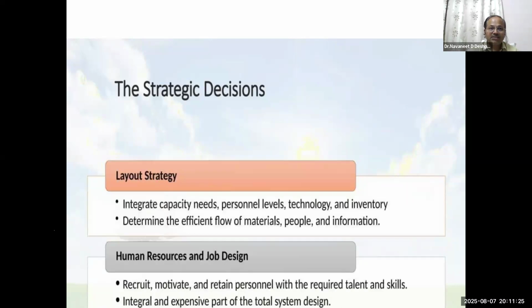Okay. Next come the strategic decisions: layout, capacity, personnel level, how many people you need for the morning shift, how many for the afternoon shift, and what level of inventory one has to hold, for how many days, whether it should be sufficient for the next 7 days or for the next 15 days or a fortnight. Then determining efficient flow of materials and people, and again flow of information simultaneously: flow of material on one hand and flow of information on the other hand.